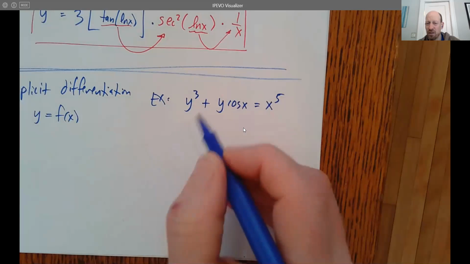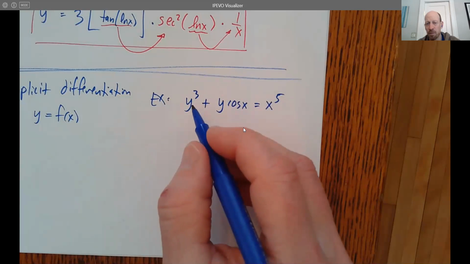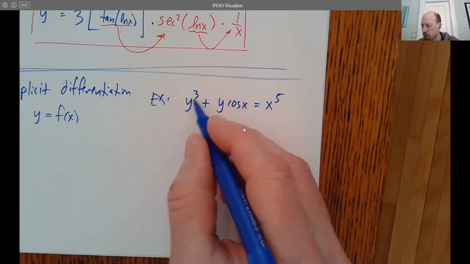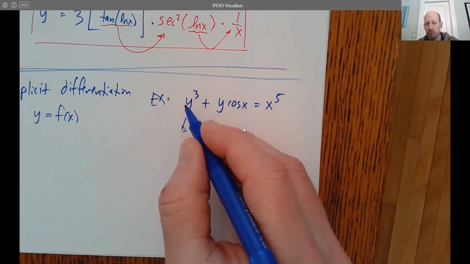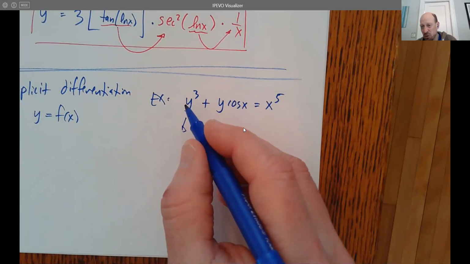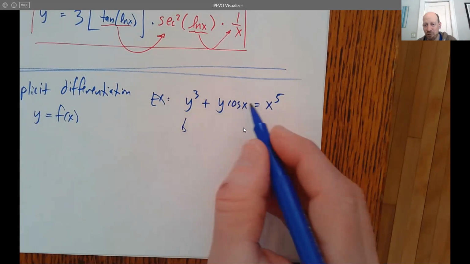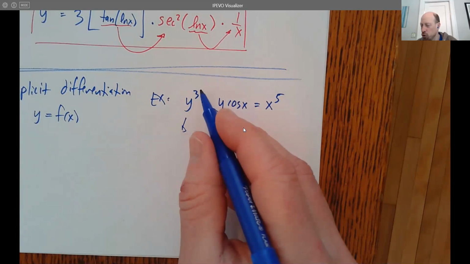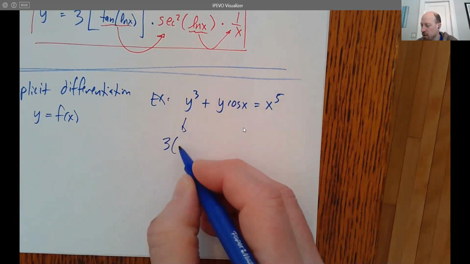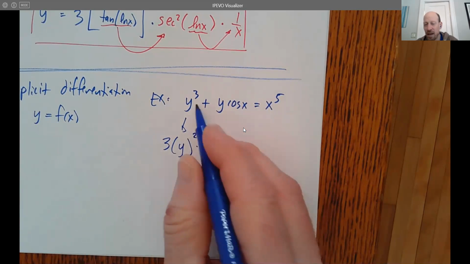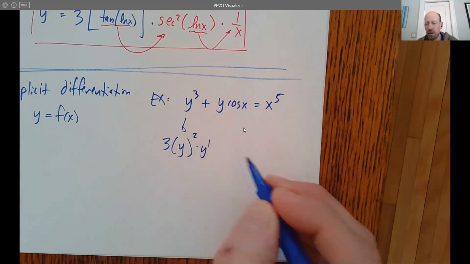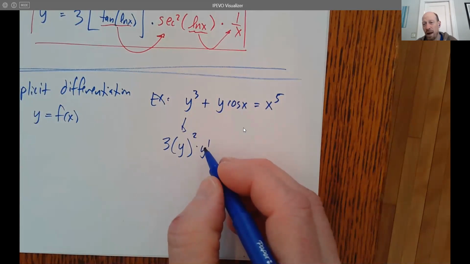And as I mentioned in the previous, that kind of long logarithmic problem, every time I take the derivative of a y value, I have to use the chain rule. So the derivative of y cubed, remember y is some function of x. If you had something cubed, your derivative would be 3 times that something squared times the derivative of that something. That's the chain rule. And of course, the derivative of y is y prime. So every time I take the derivative of y, I'm going to get this y prime.